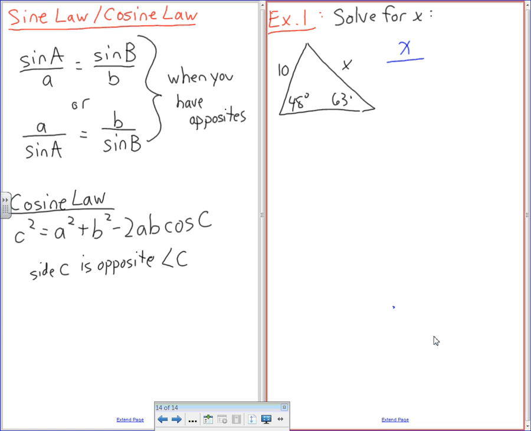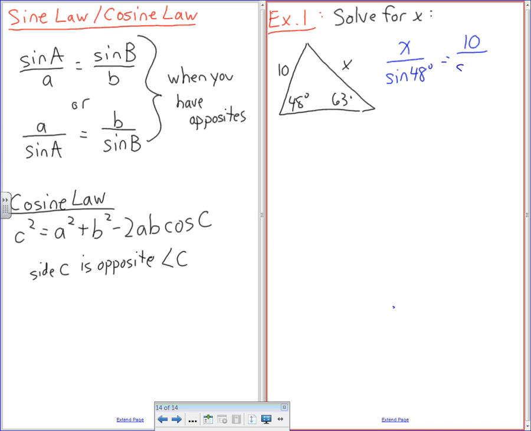48 degrees. So say x is related to sine 48. Okay, what's going to go on the right side numerator, please? 10 over sine 63.